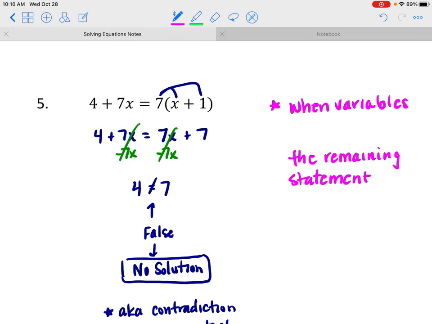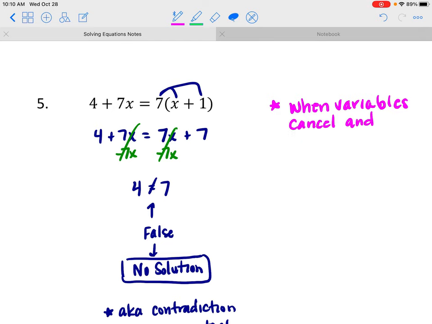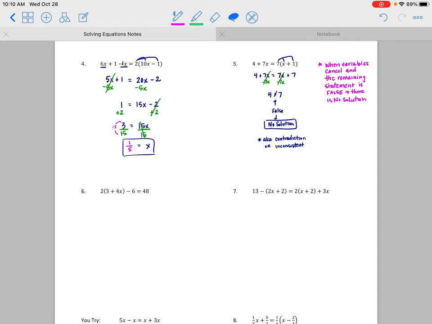Sorry, when the variables cancel and the remaining statement is false, there is no solution. Okay, no solution. Now I could put this back because that big gap is weird. Okay, there we go. So there that is.